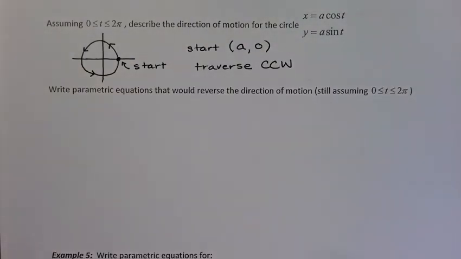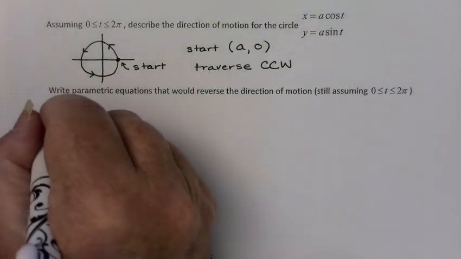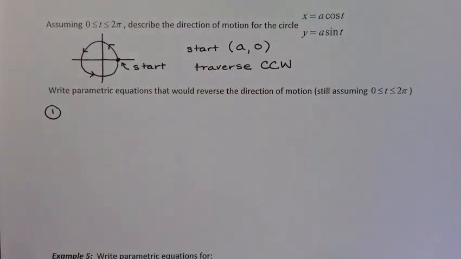I would now like to write parametric equations that reverse that direction of motion. We'll still assume that we want to go all the way around once in a time period of 2 pi. We won't change that, but we just want to reverse the direction. So instead of traveling counterclockwise, we would now like to travel clockwise. There are actually 2 good ways to do this, and they're both valuable at different times, so I want to go ahead and talk about both. Option number 1, to reverse the direction of motion.